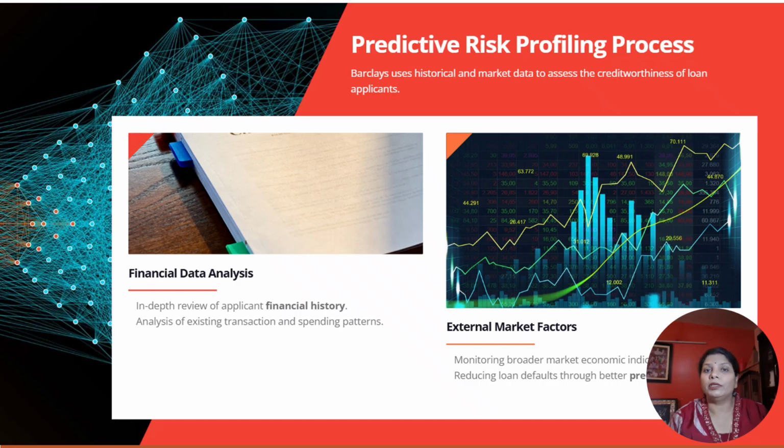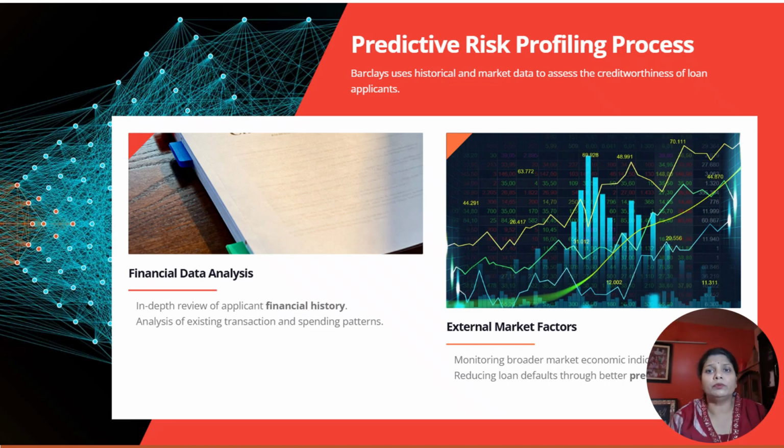So Barclay actually applies this predictive analytics. The first component in financial data is the financial data analysis. Barclay conducts an in-depth review of an applicant's financial history that includes past repayment behavior, transaction records, and spending patterns. This historical data helps identify patterns associated with higher or lower credit risk.